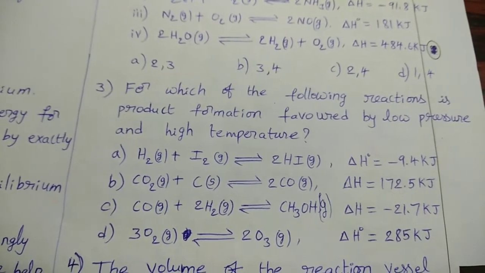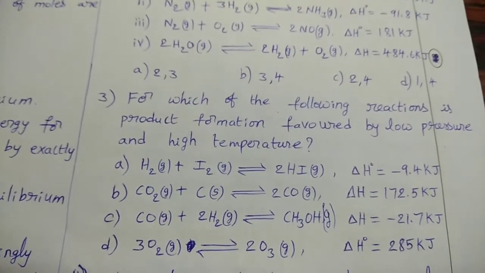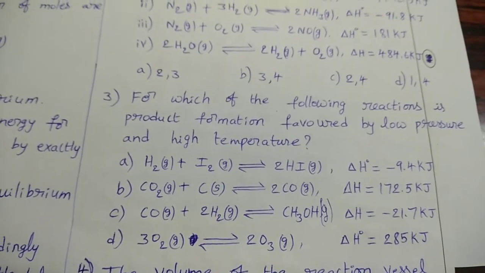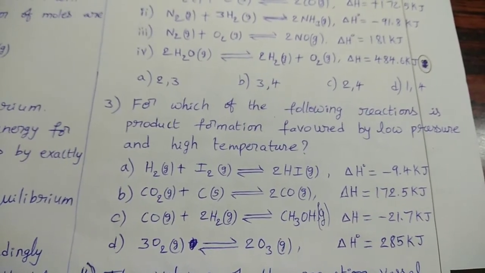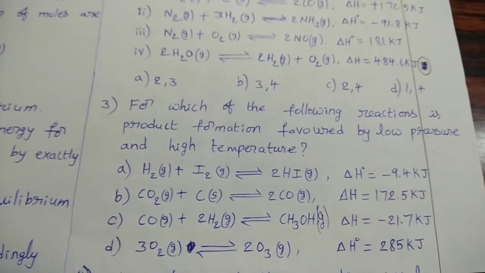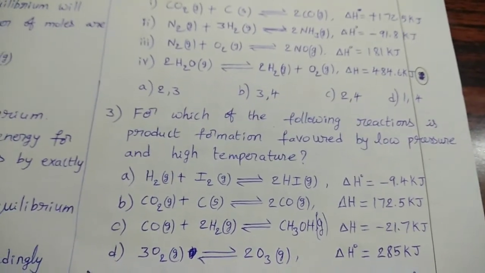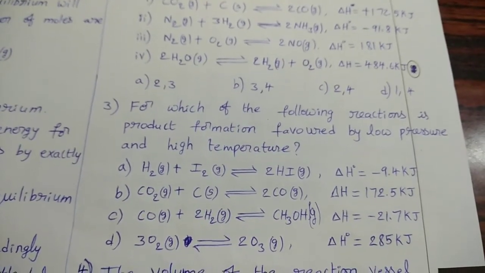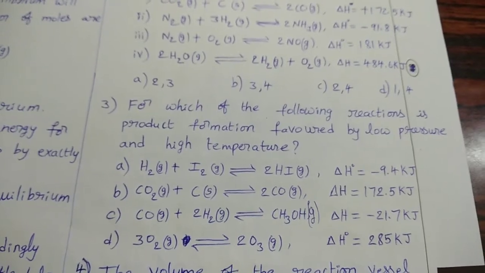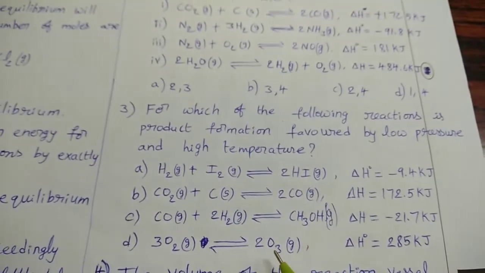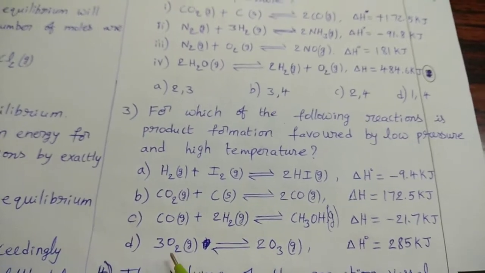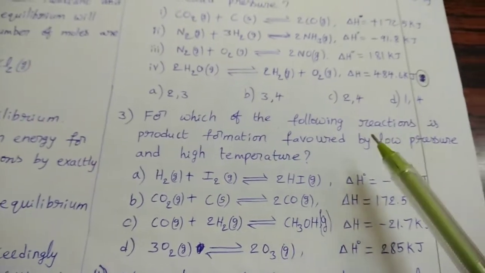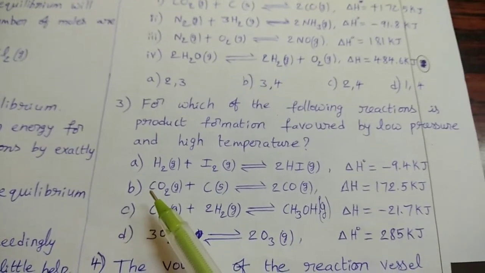So between options B and D we should find the correct one. Option B is endothermic, and the product side has more number of moles. Here low pressure means equilibrium shifts towards more number of moles, that is towards the product side. That means product formation is favorable, and high temperature is also favorable. In the case of option D, it is also endothermic, but low pressure shifts equilibrium towards more number of moles, and here more moles are on the reactant side. So this is not suitable for the given condition. That's why option B is the answer.